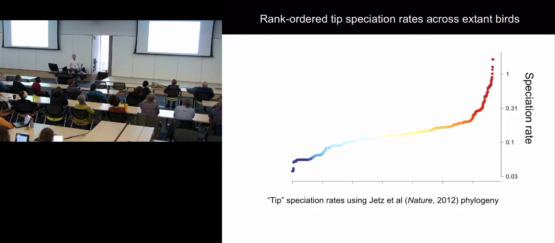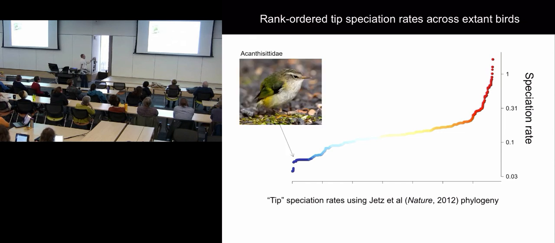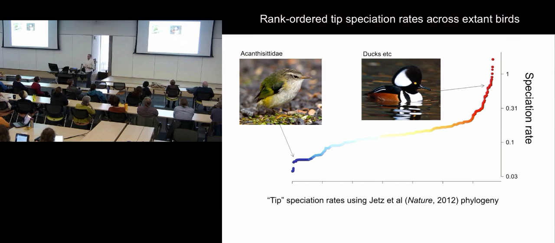Now we also have speciation rates for birds. What I'm showing you here is a rank order plot of speciation rates across 10,000 species of birds. All you need to know is that we have estimated speciation rates using a comprehensive phylogeny for birds. Details don't really matter. The rates go from things like New Zealand riflemen, which have slow rates of speciation, up to things like ducks and geese, which have relatively fast rates of speciation.